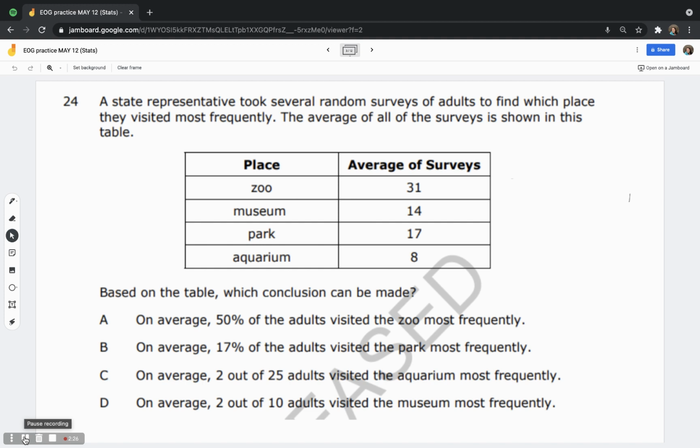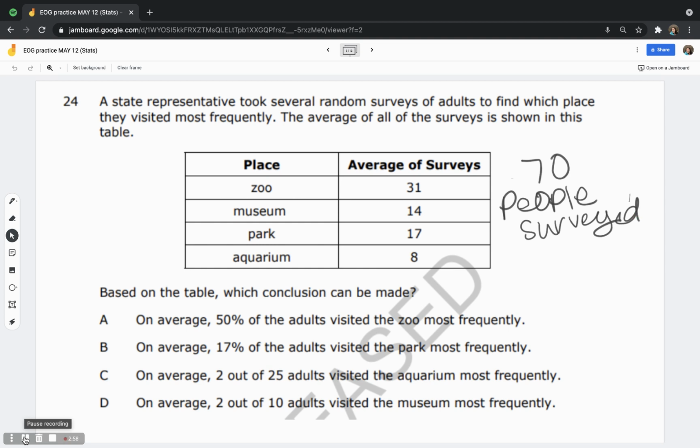Our next question says a state representative took several random surveys of adults to find out which place they visited most frequently. The average of all the surveys is shown in this table. So the first thing we need to do is figure out how many people were surveyed. So if I add together 31, 14, 17, and 8, that tells me that 70 people were surveyed. Now we can start to convert these to percentages.